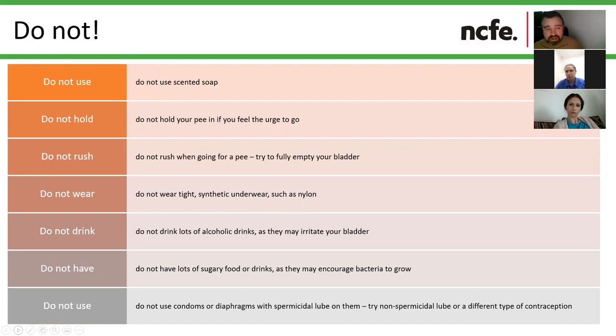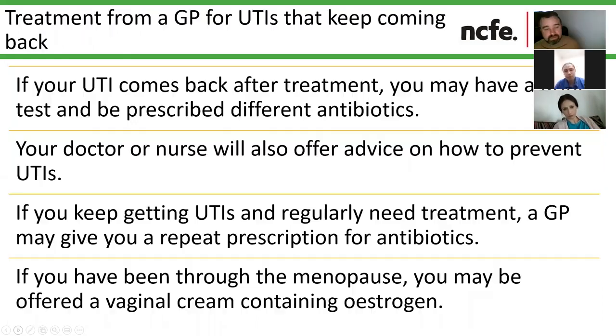Don't hold your pee in, and don't rush when you're peeing or push too hard, because you can ruin your muscle walls. Do not wear tight synthetic underwear, such as nylon. Try to avoid alcohol, and avoid sugary drinks because that encourages bacteria. Also be careful with condoms or lubricant gels for sex: use the right ones, depending on allergies.